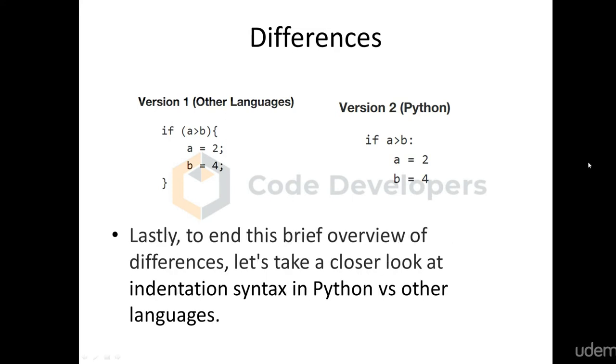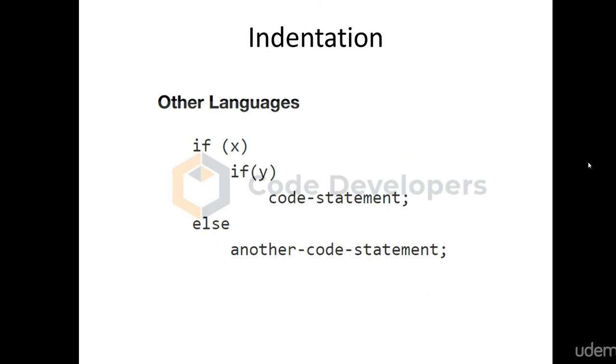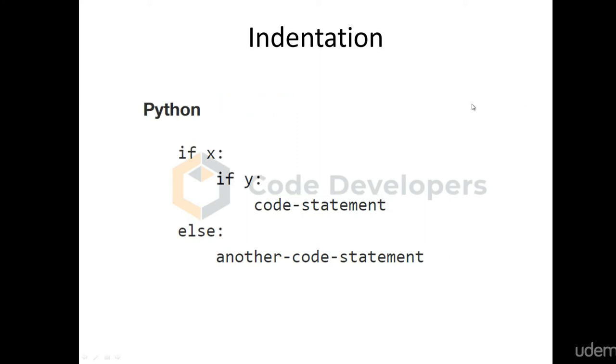And lastly, just to end this brief overview of the differences, let's take a closer look at the indentation syntax in Python versus other languages. In other languages, you might have some syntax that looks like this. If parentheses X, if parentheses Y, you'll have a code statement and a semicolon, else, another code statement, semicolon. But in Python, you have this very clear structure that's driven by code indentation and the use of white space and these colons. So that means code readability is a really core part of the design of the Python language.